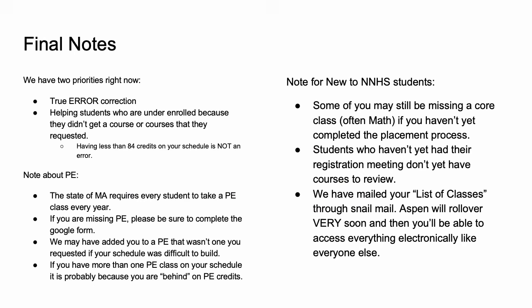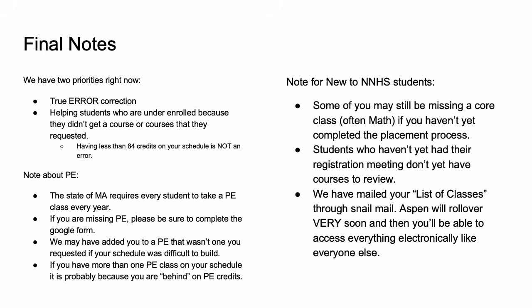So a couple notes. Right now, we have 2 priorities. Our 2 priorities are true error correction and helping students who don't yet have 72 credits on their schedule. Again, if you have at least 72 credits on your schedule and you have at least 1 elective, we won't be adding any courses to your schedule at this time.